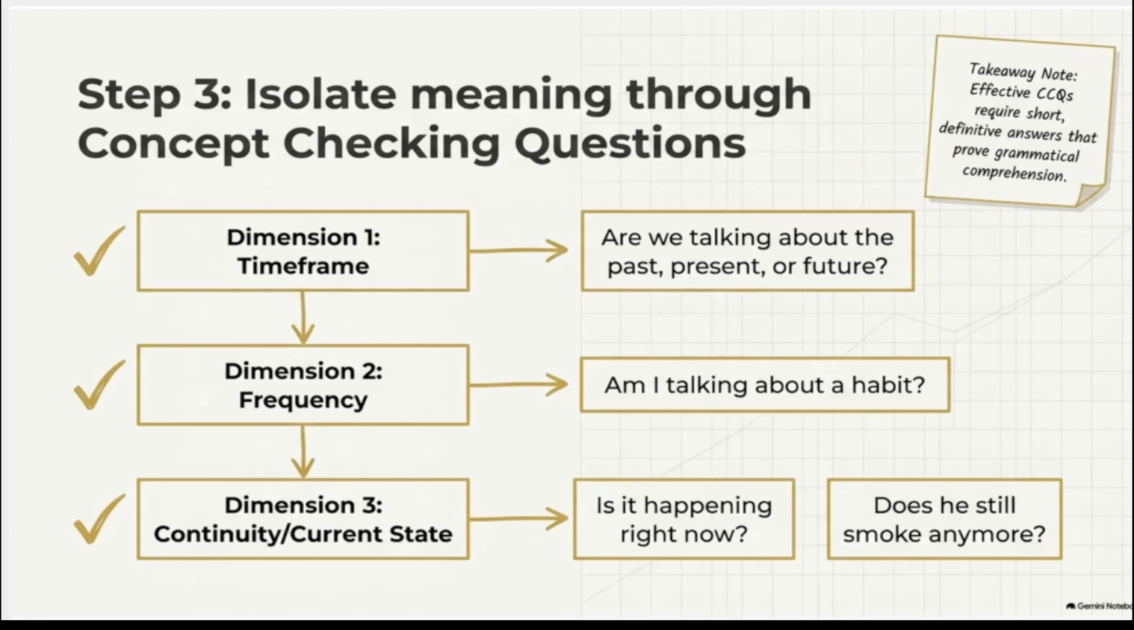The slide identifies 3 important dimensions: time frame, frequency, and continuity or current state. Let's use the sentence, "He used to smoke." First, we check the time frame. I ask, are we talking about the past or the present? Students: the past. Next, frequency. Did he smoke once, or was it a habit? Students: a habit. Finally, current state. Does he still smoke? Students: no. Now I have much stronger evidence that they understand the concept.